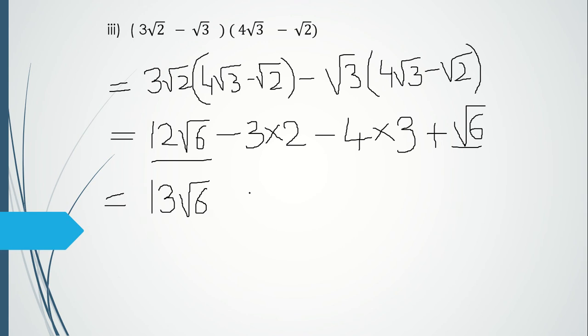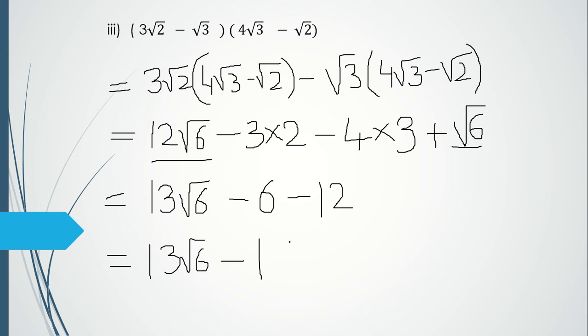Now this is going to be minus 6 and minus 4 3s are 12, so that's going to be 13 root 6 minus 18. Similar signs we add and give the same sign to the answer. So that's going to be 13 root 6 minus 18. So this is what your answer is going to be.